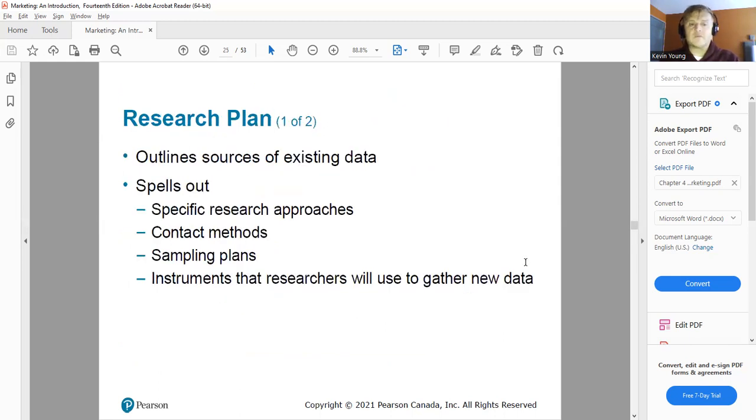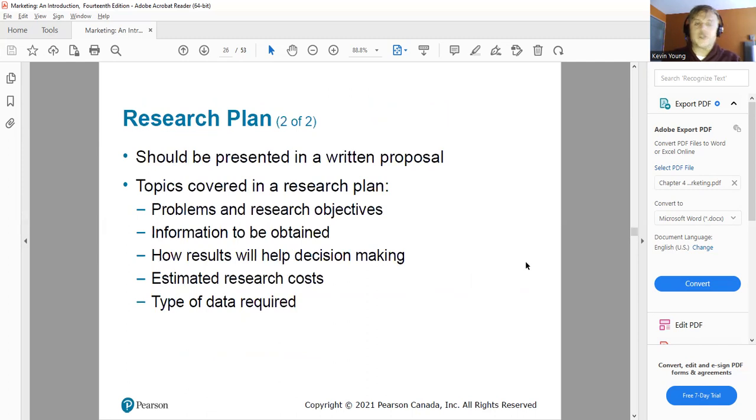A research plan, well, it outlines sources of existing data, and it specifically spells out contact methods, sampling plans, specific research approaches, and instruments that research will use to gather new information. It should always be presented in a written proposal, and within your research plan should be topics including problems and research objectives, information that needs to be obtained, how the results will help make a decision, costs and their estimations, and the type of data that is actually required.